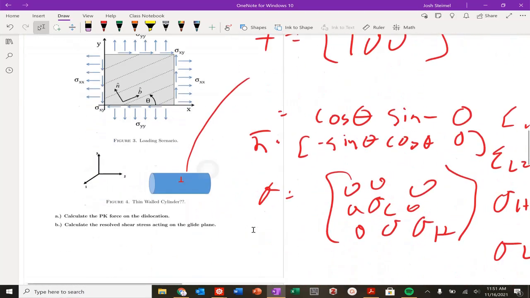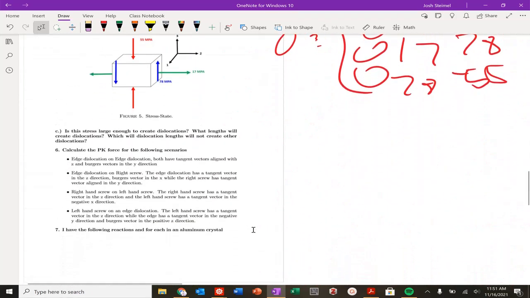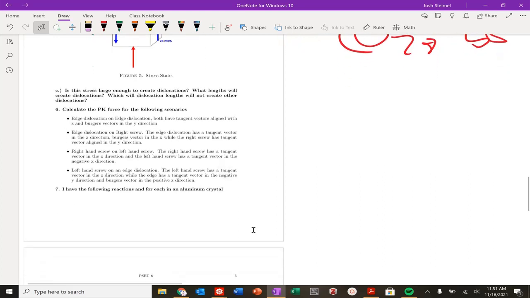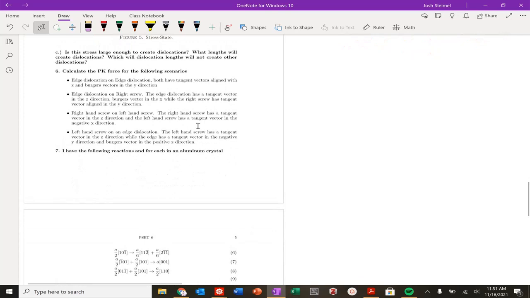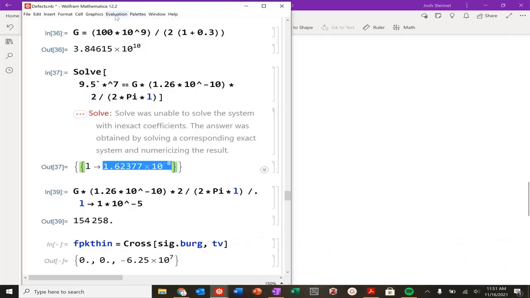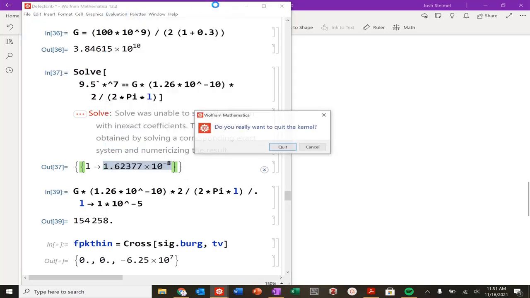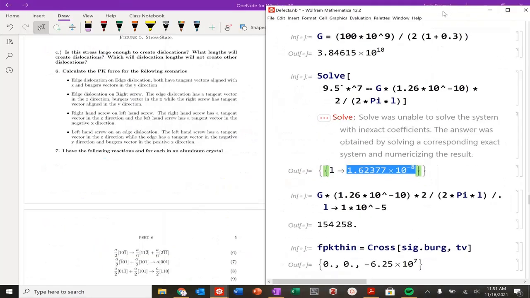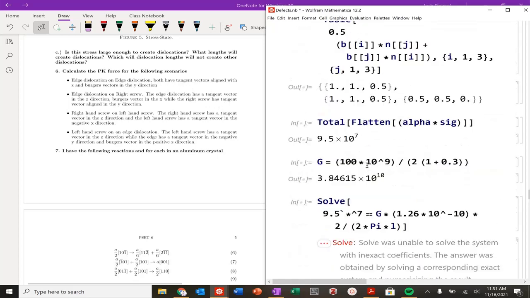All right, let's zoom back in and see which problem we're working with here. So we've got that down: stress, dislocations, which ones will create? We got it. Fantastic. So now let's start to work on this other problem. I'm going to bring up that notebook again, defects. I'm going to clear the kernel, and let's read it side by side. So we're asked to calculate the peak K forces for the following scenario. So edges and screws and all this good stuff.